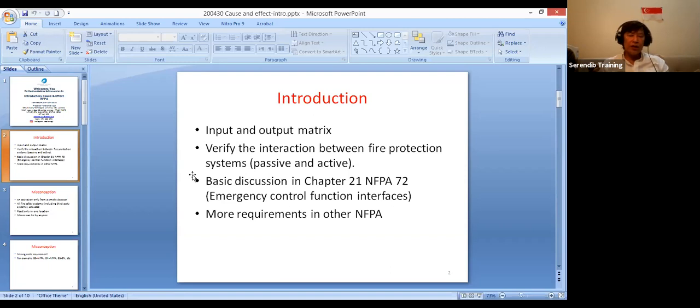But it means an activity that goes into an input of a particular process that gives an effect, the output. So cause and effect is basically what input output matrix means. It is a means to verify the integration between systems. It can be active and passive, to determine whether the systems are all activated according to the fire strategy.